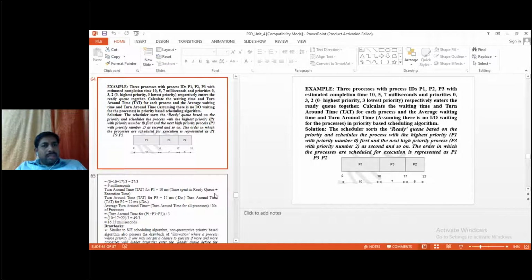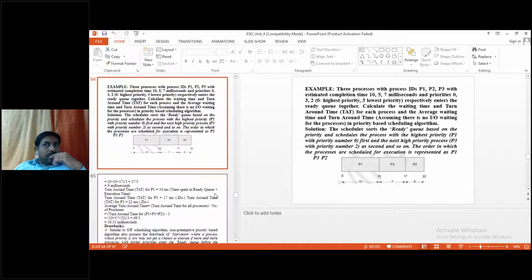So if you see the same example, three processes P1, P2, P3, execution times are 10, 5, and 7 milliseconds. P1 must be completed in 10 milliseconds, P2 must be completed in 5 milliseconds, P3 must be completed in 7 milliseconds, but the priorities are 0, 3, 2. Means the priority for the first one is 0, and 0 is taken as highest priority, and 3 is the lowest priority. So whenever the ready queue is maintained, it is priority based.